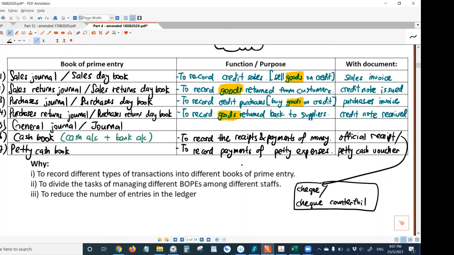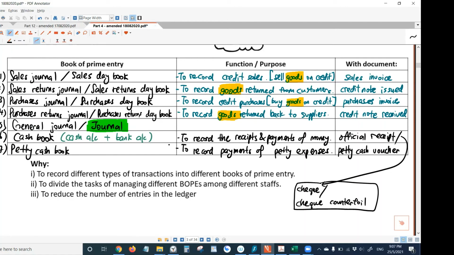Done copying? Good. Now the last one, general journal. Synonym is the single word journal. So must take note, the single word journal only means general journal. It cannot mean sale journal, sale return journal or purchase journal.